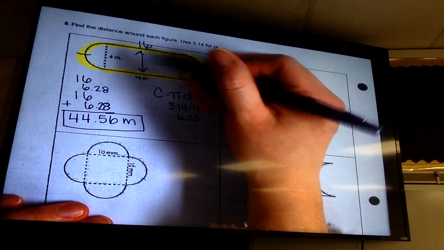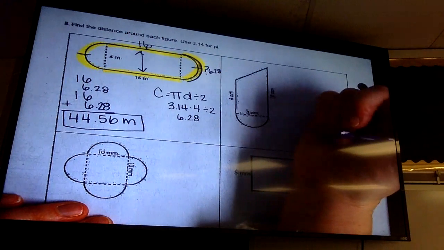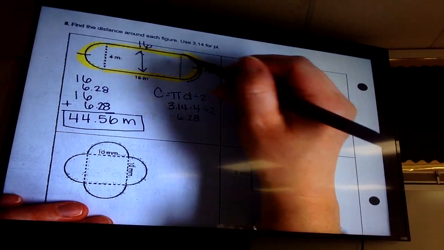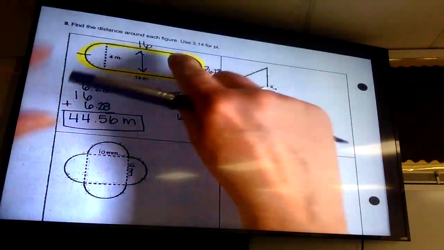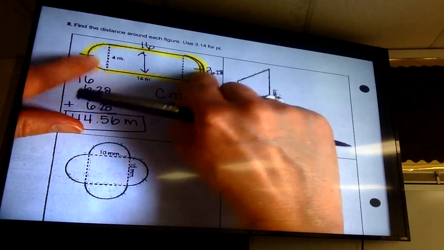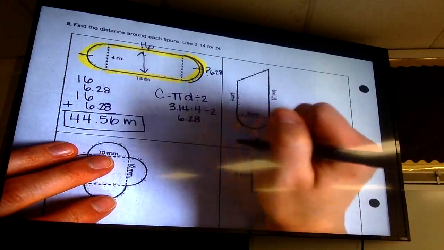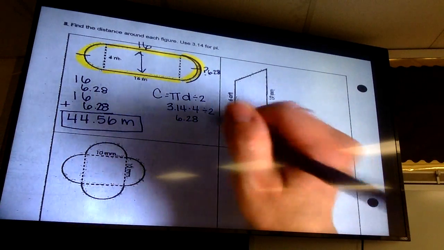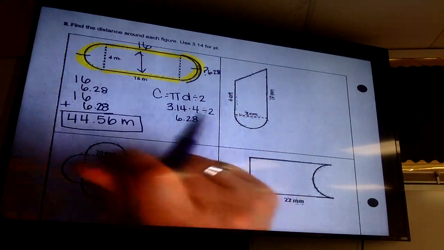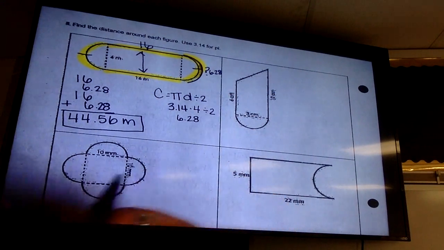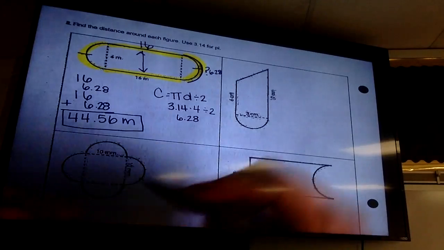You could have said, oh, I have 2 lengths of 16 and said 16 times 2 is 32. You could have said, oh, I don't have a semicircle, I have a full circle, because if I take these 2 and push them together, it's going to make a full circle. So you could have just done pi times diameter and come up with a full circle and then added those 2 numbers together. So there's different ways you can solve all these problems.